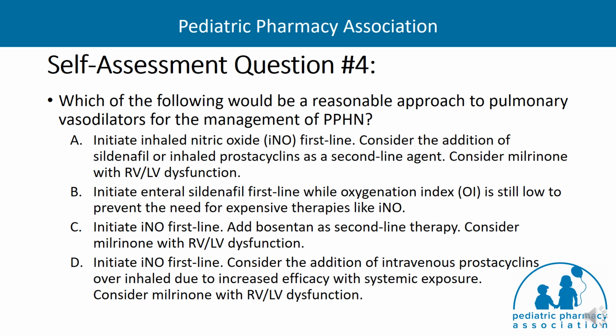Is it B, initiate enteral sildenafil first line while the OI is still low to prevent the need for expensive therapies like INO? Is it C, initiate INO first line, then add bosentan as a second-line therapy and consider milrinone with RV or LV dysfunction? Or is it D, initiate INO first line and consider the addition of IV prostacyclins over inhaled due to increased efficacy with systemic exposure, and then consider milrinone with RV or LV dysfunction?